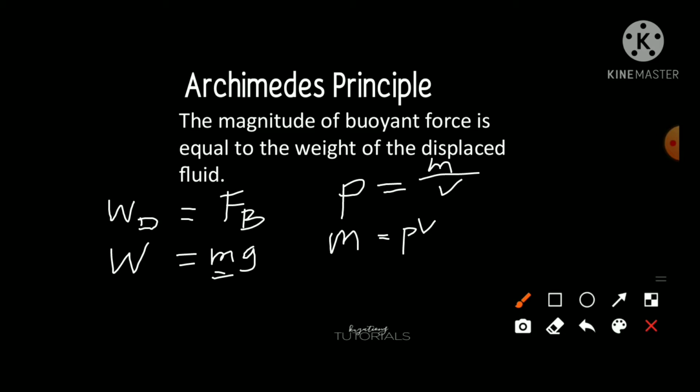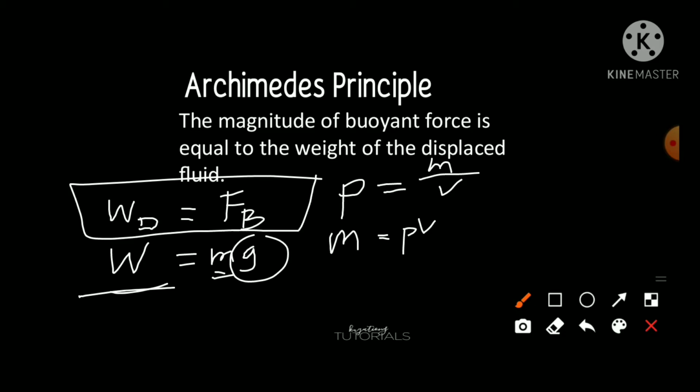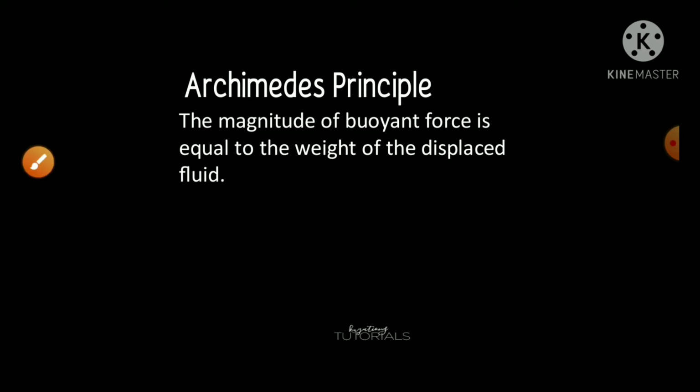If we are going to get the mass and multiply it with gravitational acceleration, we will be able to get the weight of the displaced fluid, and we will be able to derive the buoyant force, or the magnitude of the buoyant force, right? Okay, let's put it into an example so that we will be able to somehow understand this more.